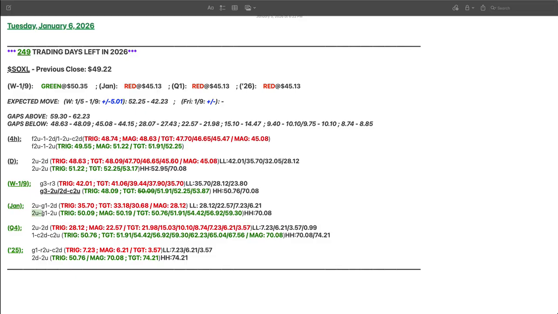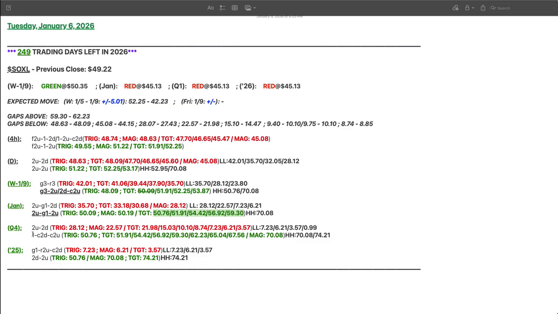Now on the month, we know that we have already triggered the 2-1-2 up. Sorry, I didn't have that highlighted. So we almost reached magnitude. We got to 51. We did reach magnitude because we got to 51.11. So that magnitude has been reached, and we're just now looking at these extended targets.